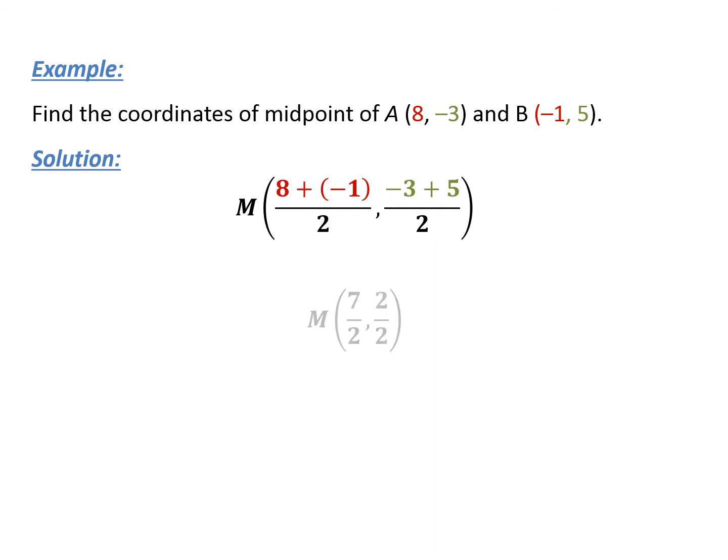Do some calculation. 8 minus 1 is 7, minus 3 plus 5 is 2. Since we cannot use calculators, you can leave 7 over 2 as it is as a fraction, or you can write it as 3.5. 2 over 2, we can simplify this, and our answer is 1.